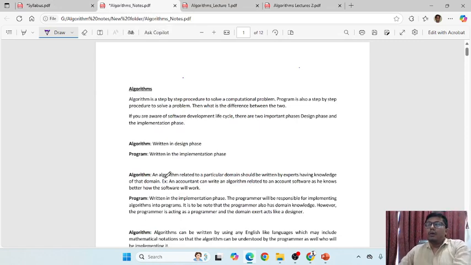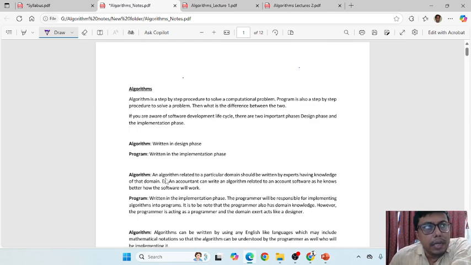So to start with, what is an algorithm? Now, the algorithm can be defined as a step-by-step procedure to solve a computational problem.